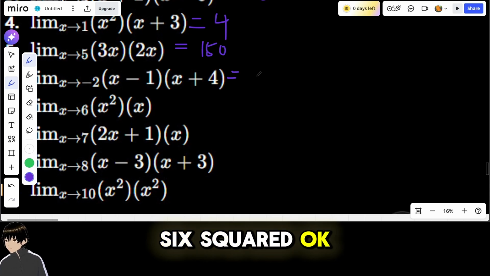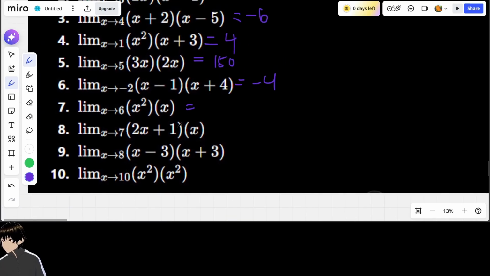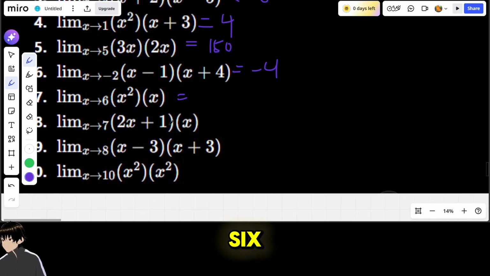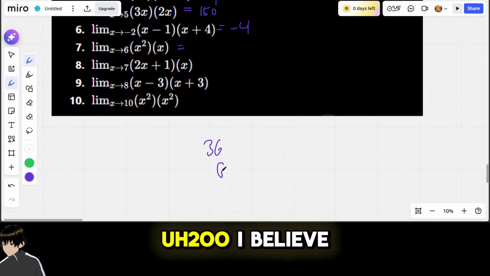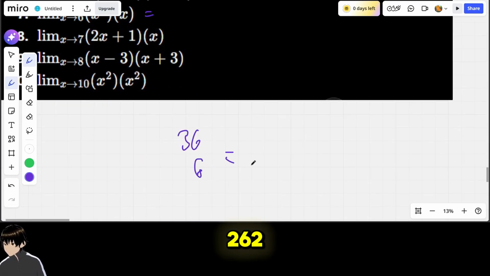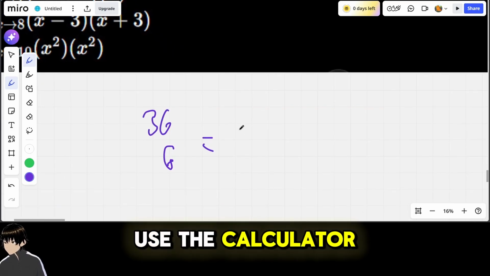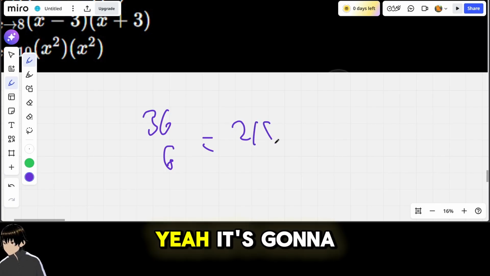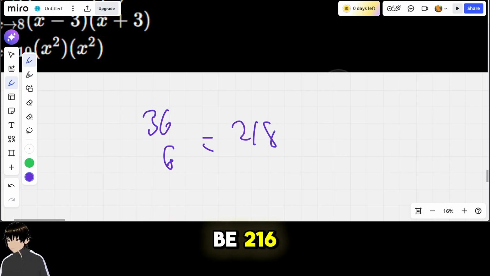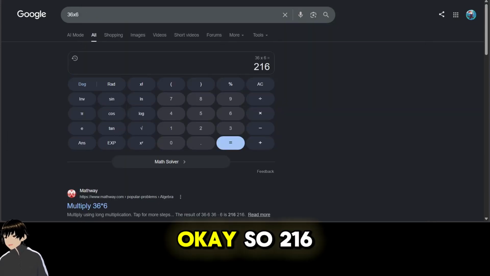6 squared is going to be 36. Then 36 times 6. We're going to have 260, 280. Let me just use the calculator. 36 times 6. Yeah, it's going to be 216. I was off by 2 numbers. Okay, so 216.